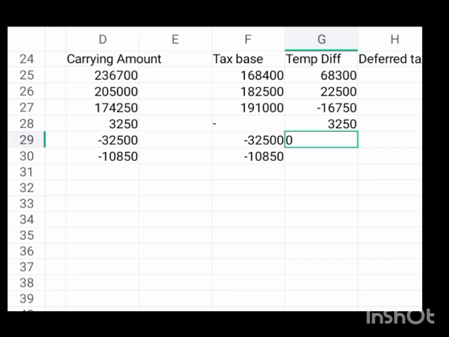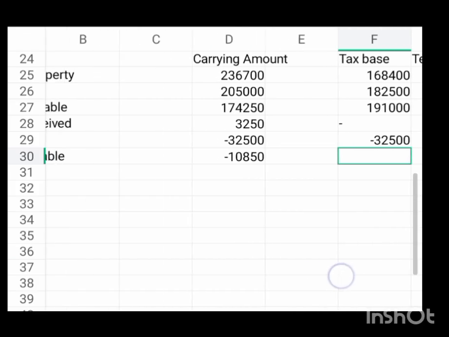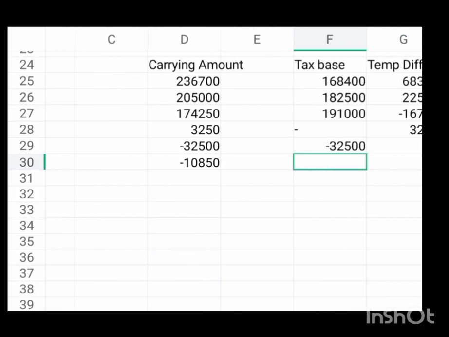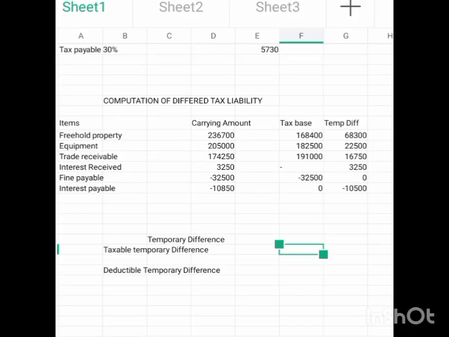Then this particular one, I said it the other time that since the interest payable is on cash basis, the tax base will be zero. Are we getting it? So we have 10,500 as our temporary difference, which can either be a taxable temporary difference or a deductible temporary difference.